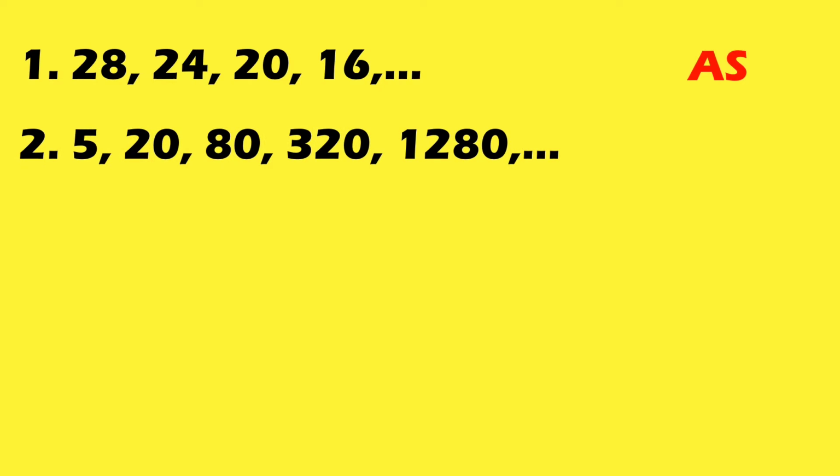Number 2: 5, 20, 80, 320, 1280, and so on. Yes, this is not an arithmetic sequence. Why NA? Because we multiply by 4 from one term to another. 5 times 4 is 20, 20 times 4 is 80, 80 times 4 is 320, 320 times 4 is 1280.